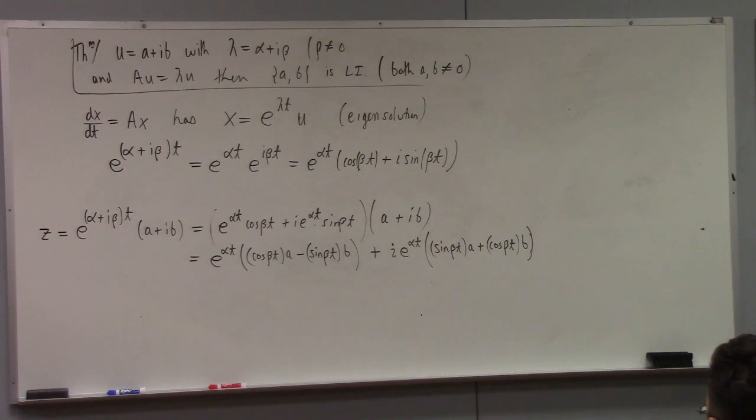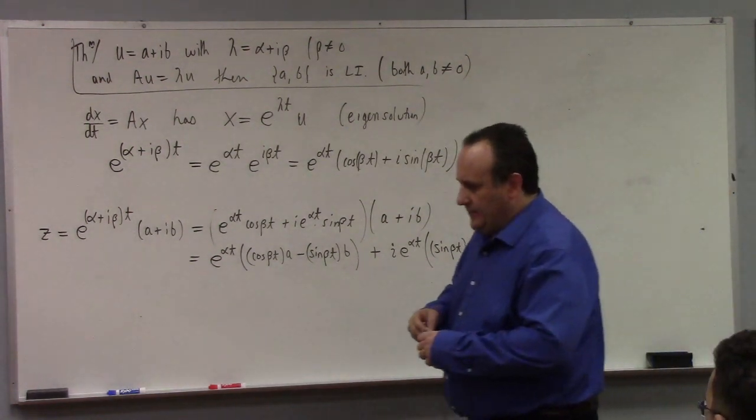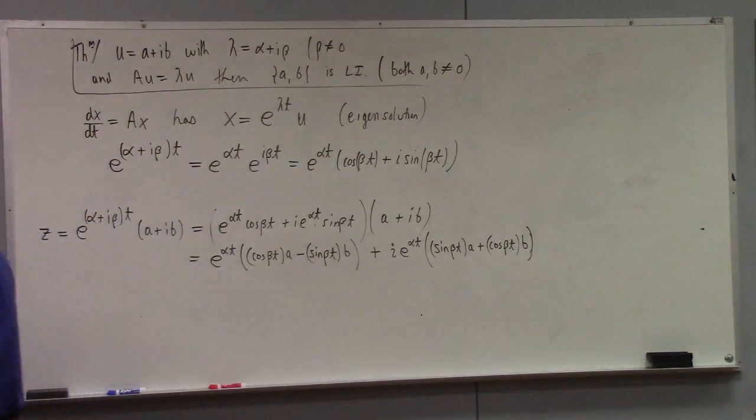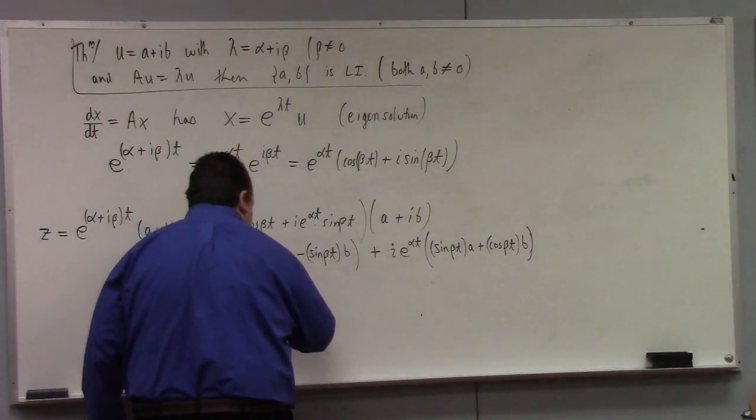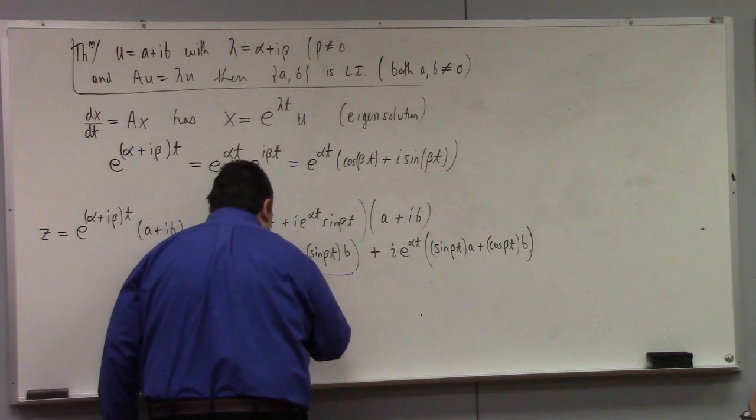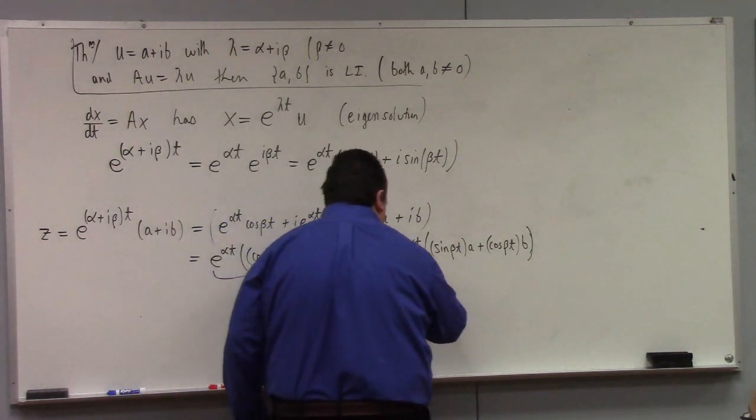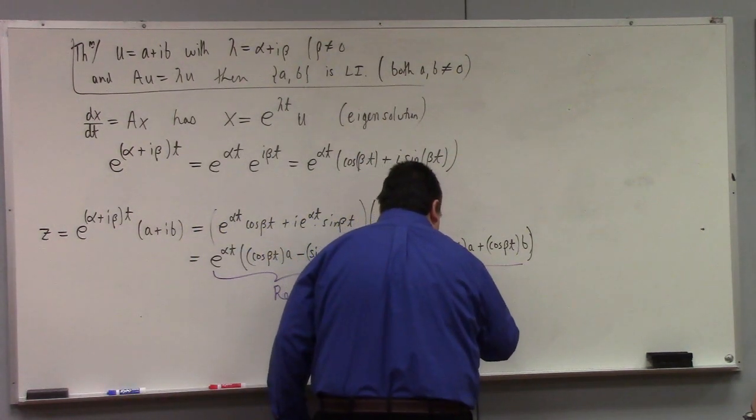So this calculation I've just done, all I'm doing is taking the complex eigensolution and expanding it into two pieces. This is what we would call the real part of z, and this over here is the imaginary part of z.